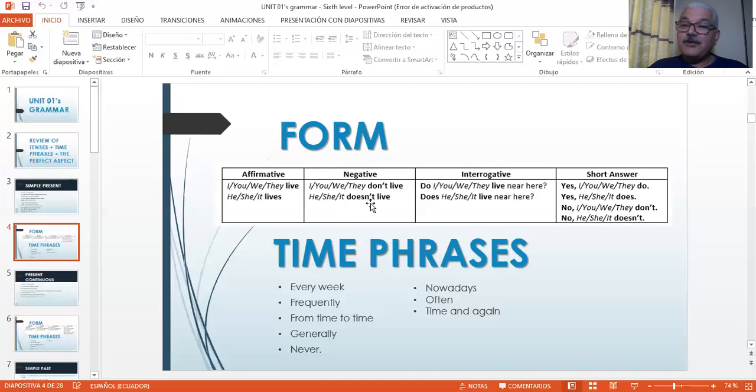As interrogative, we use the same auxiliaries, but we will use the auxiliary in the first position, then the subject, then the main verb. So that's why we say, do I live near here? Do you live near here? Do they live near here? And if it is the third person singular, the auxiliary, as you know, should be does. In this case, we will say, does she, does he, does it live near here?